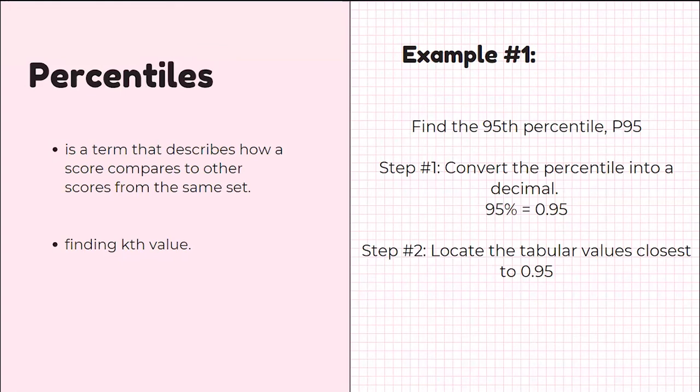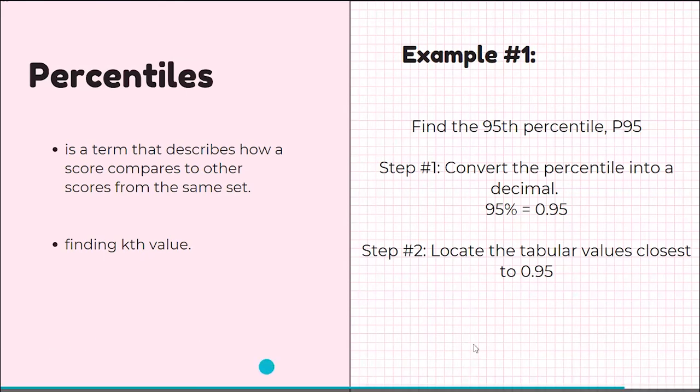95%. In order to convert this to a decimal, we should move the decimal point 2 places to the left, so it will be 0.95. After converting the percentile into a decimal, we will go to step number 2, which is locate the tabular values closest to 0.95. So here are the tabular values.